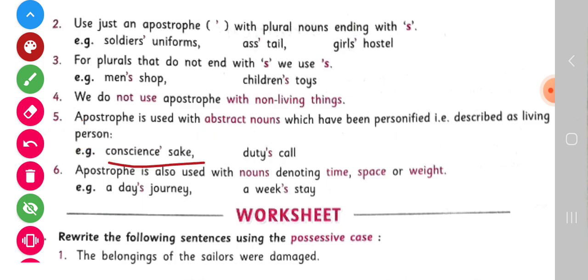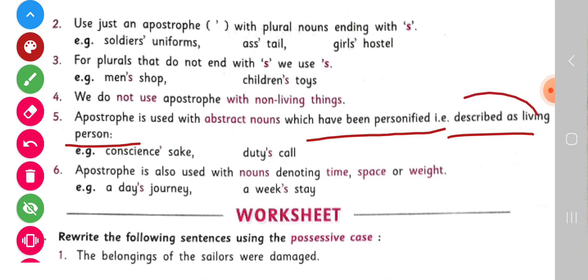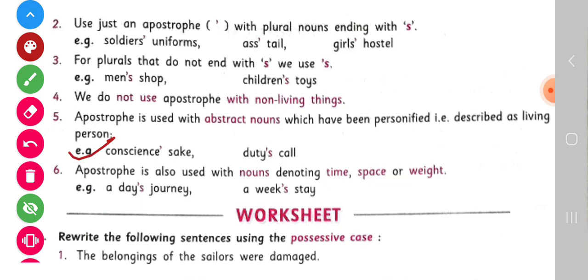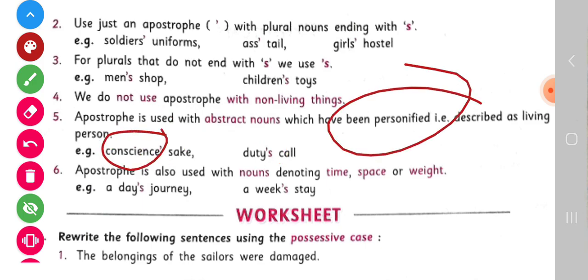For example, कॉन्शियंस सेक, ड्यूटीज कॉल. ओके, अगर हम किसी भी अब्स्ट्रैक्ट नाउन के साथ एपोस्ट्रॉफी यूज करते हैं तब यूज करते हैं जब क्या हो, विच हैव बीन पर्सोनिफाइड, डिस्क्राइब्ड एज लिविंग पर्सन. जब हम उसको किसकी तरह माने, किसकी तरह यूज करें, एक लिविंग पर्सन की तरह उसको यूज करें. ओके, जैसे कॉन्शियंस सेक, ड्यूटीज कॉल. ओके, यहाँ पे आप देख रहे हैं ड्यूटी और कॉन्शियंस क्या है, एब्स्ट्रैक्ट नाउन है, मीन्स एक आइडिया है, एक विचार है जिनको किसी ने देखा नहीं है. ड्यूटी है, कॉन्शियंस है, तो उसके साथ में जब एपोस्ट्रॉफी यूज करना है तो क्या करेंगे, कब कर सकते हैं, जब ही कर सकते हैं जब उसको हम एक पर्सोनिफाइड या डिस्क्राइब्ड एज अ लिविंग पर्सन, जब उसको लिविंग पर्सन की तरह ही उसका डिस्क्राइब किया गया हो उसको, है ना.